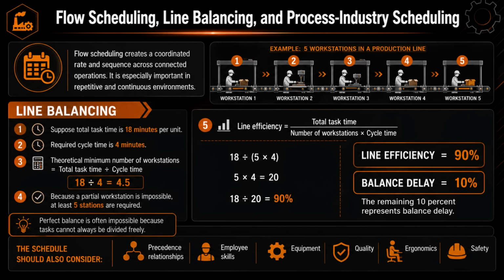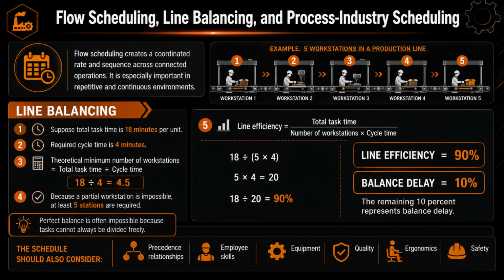Suppose total task time is 18 minutes per unit. Required cycle time is 4 minutes. The theoretical minimum number of workstations is total task time divided by cycle time. 18 divided by 4 equals 4.5. Because a partial workstation is impossible, at least 5 stations are required.